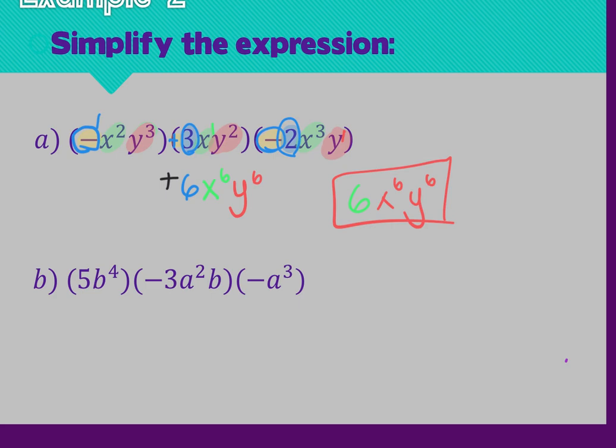Now go to B. You've got a positive, a negative, and a negative, so my answer is again going to be positive. And then I go to the coefficients. 5 times 3 is 15. And then I have an A here and an A here. So A to the second times A to the third becomes what? A to the fifth. And then I've got B to the fourth and B to the first, which makes it B to the fifth. Good.